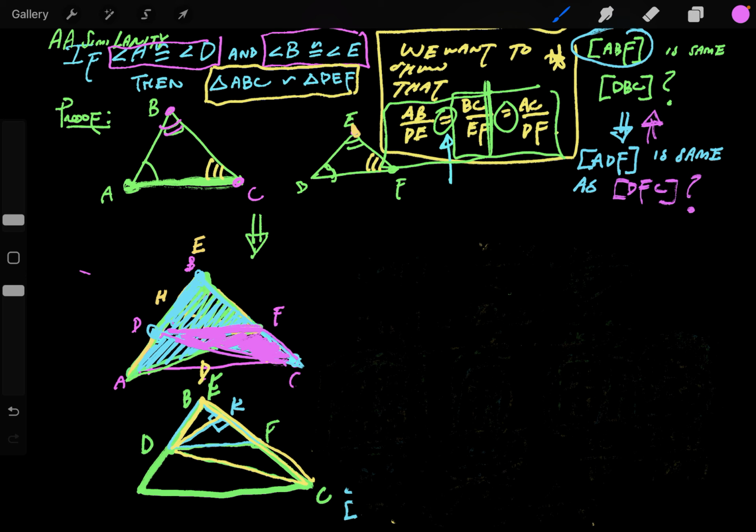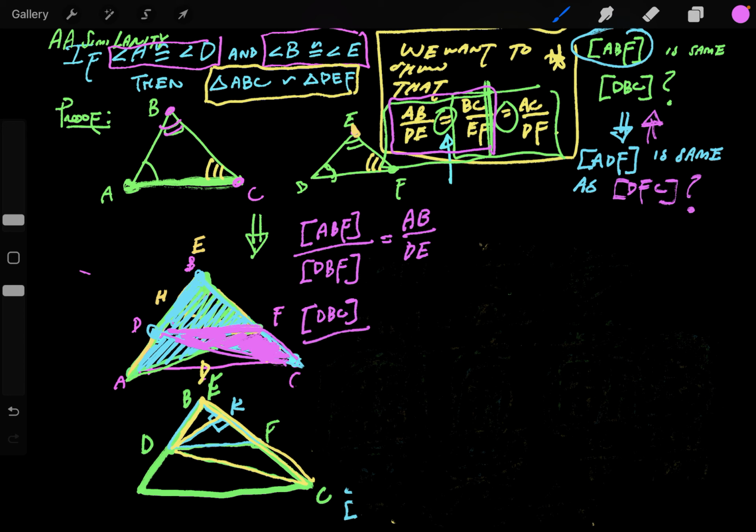So I want to show this here, right? I illustrated that the area of ABF over the area of DBF is equal to AB over DE. Okay, and I also showed that the area of DBC over DBF is equal to BC over EF.